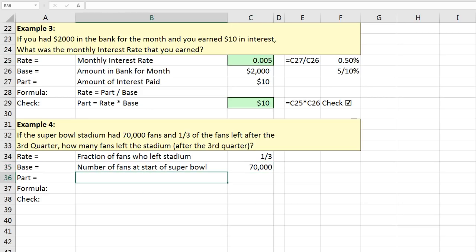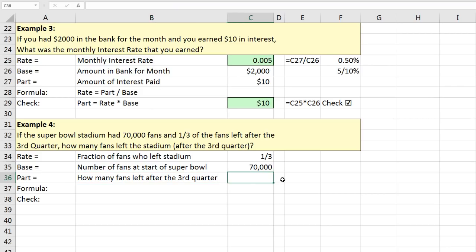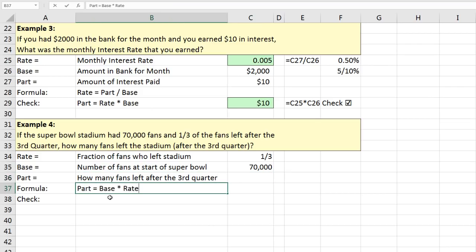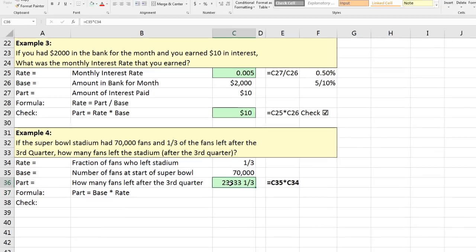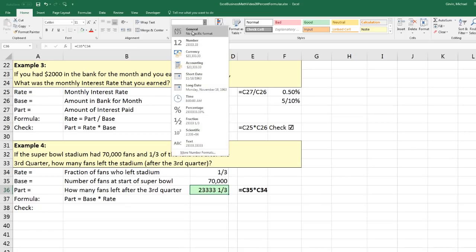The part we're solving for: how many fans left after the third quarter? Our formula, we're solving for part. Part equals base times rate. So right here, equal sign, there's the base times 1/3, that's the rate, and enter. Whoa, look at that. It pulled the number formatting from there. No problem. I can apply general.